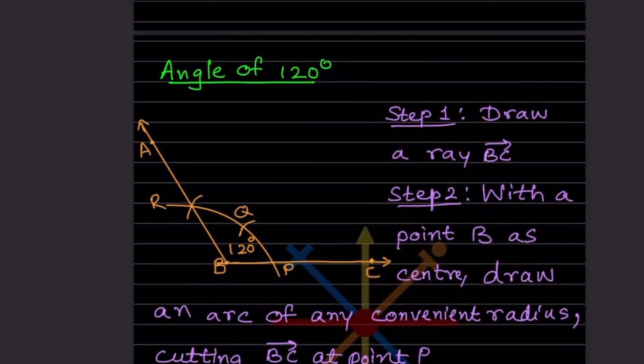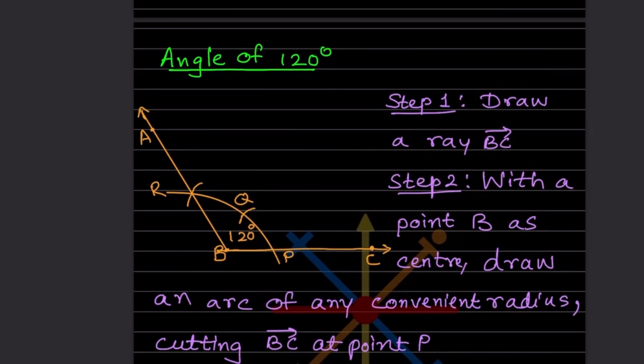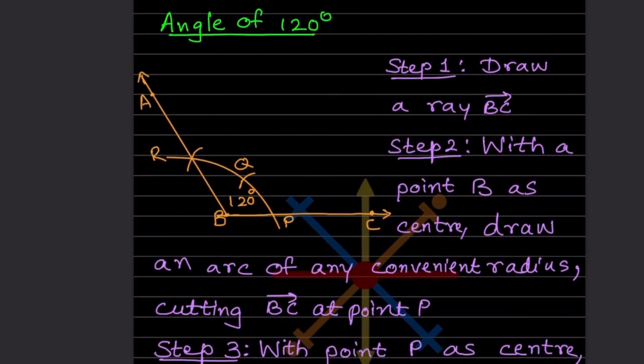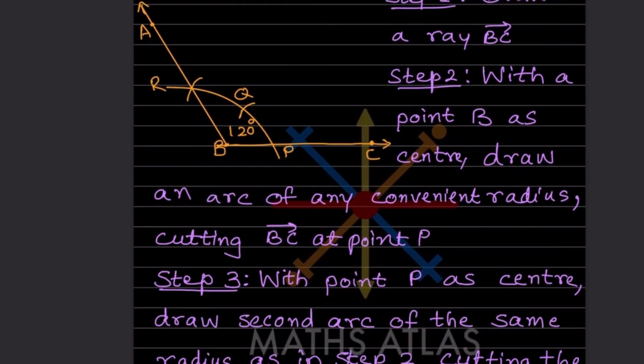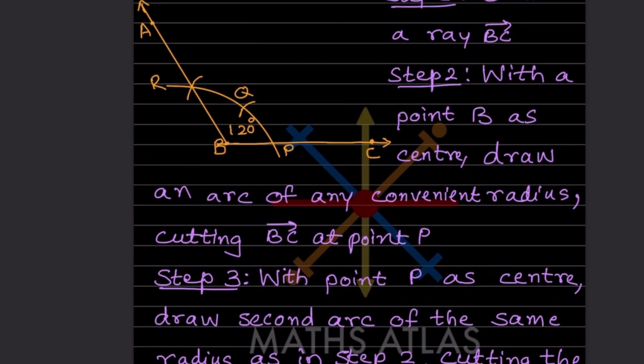Now let us look at the angle 120 degree. Angle 120 degree means definitely it will be more than 90 degrees, so it will go on the other side. This is 90 degrees, so it will go on this side. So this is 120 degrees. You are going to draw this BC, and with the help of a protractor, you will take 120 degree with B as center, draw an arc of a convenient size. At point P, with P as center, draw a second arc.